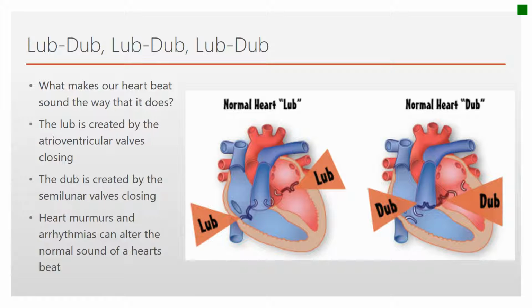What makes our heartbeat sound the way that it does? The lub is created by the atrioventricular valves closing, and the dub is created by the semilunar valves closing. Heart murmurs and arrhythmias can alter the normal sounds of a heart's beat.